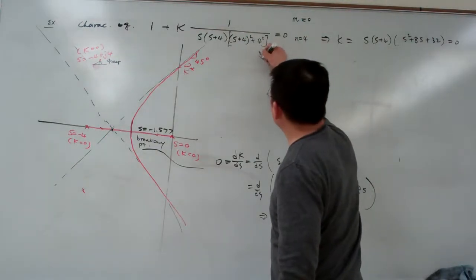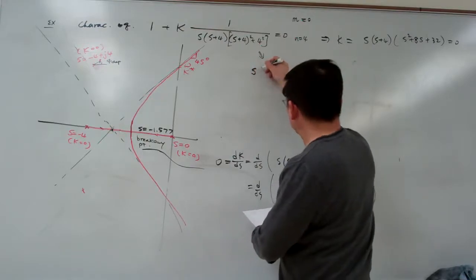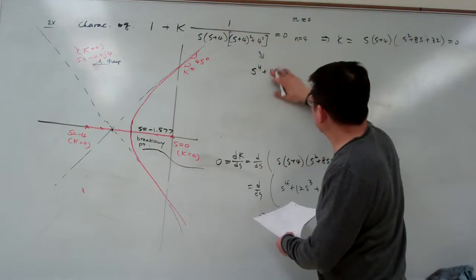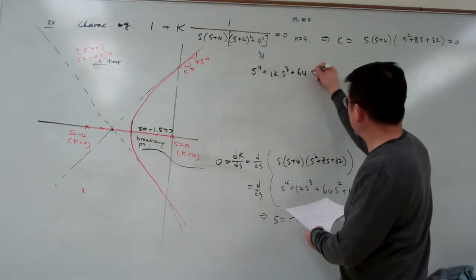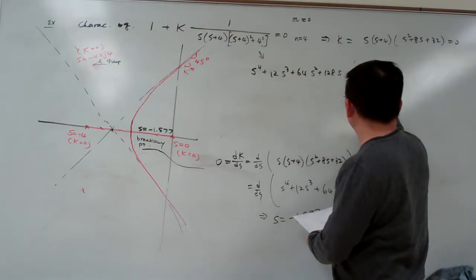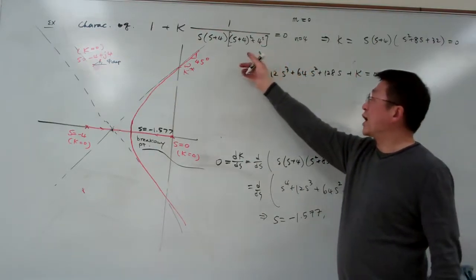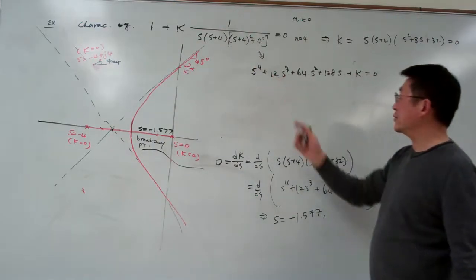So for these characteristic equations, we can rewrite it into this as 4 plus 128 s3 plus 64 s squared plus 128 s plus k equal to 0. Okay, let me rewrite this one. Simply I multiply the denominator to every single term here, then rewrite into this.